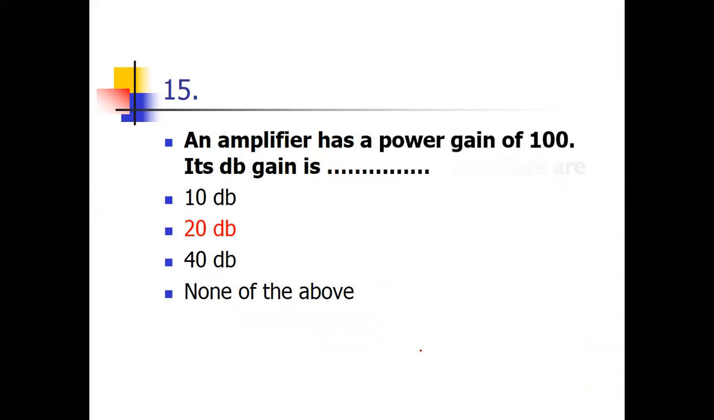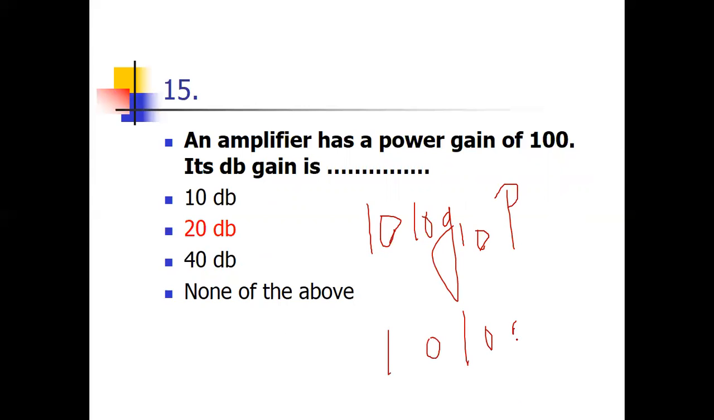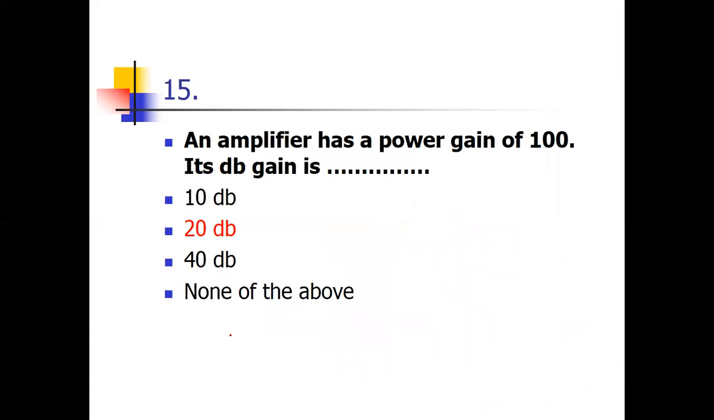Now, an amplifier has a power gain of 100, so what is its dB gain? Power gain in dB is 10 log base 10 of the power. So for this case, 10 log base 10 of 100. 100 means 10 raised to 2. So 10 into 2 equals 20. So the answer is 20 dB.